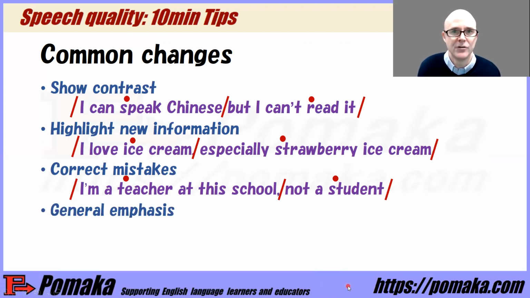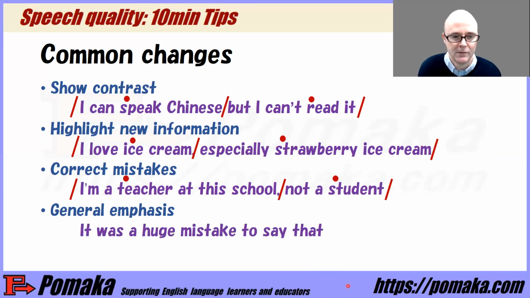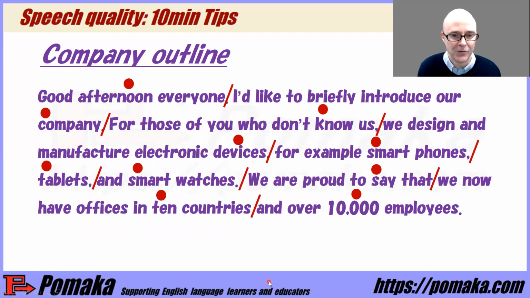We can also use it for general emphasis. For example, it was a HUGE mistake to say that. So here we're putting the emphasis onto the word huge to emphasize the size of the mistake here. And that's what I've done in the final sentences, the final thought groups of my talk. I've emphasized the numbers here to sort of emphasize the large size of this company.